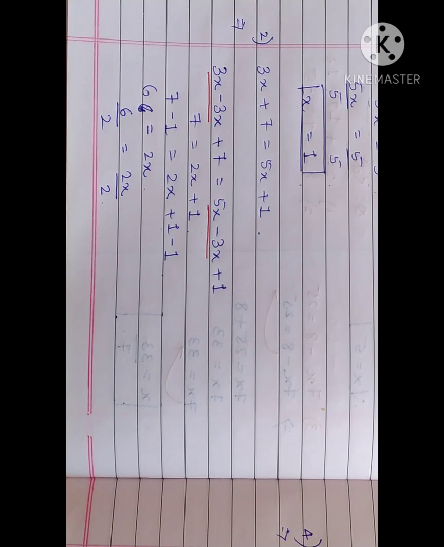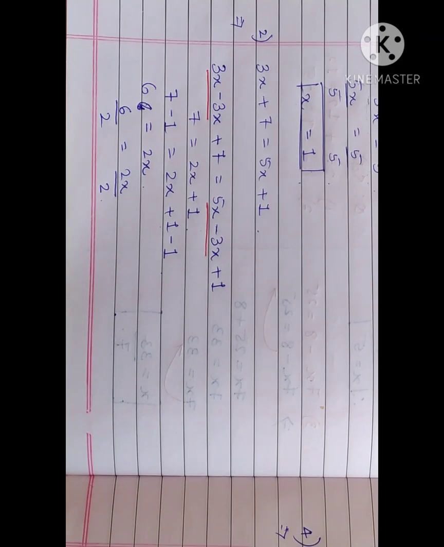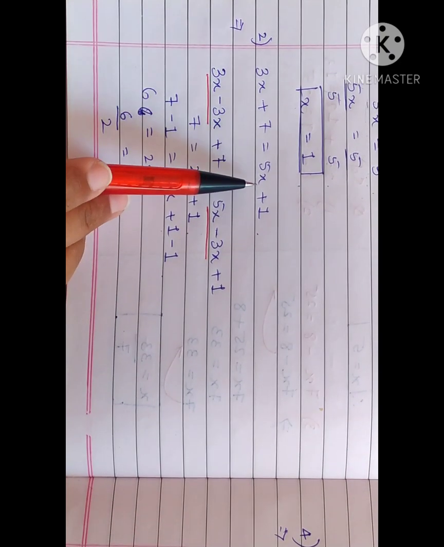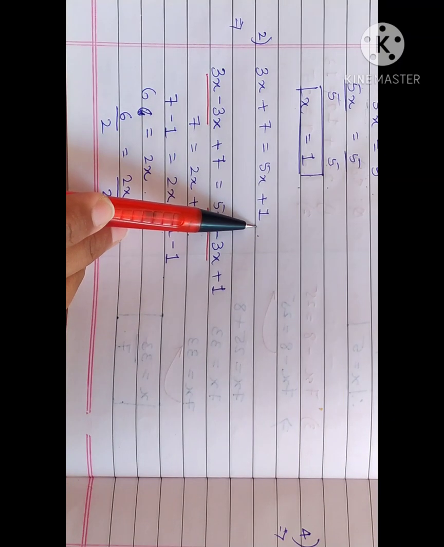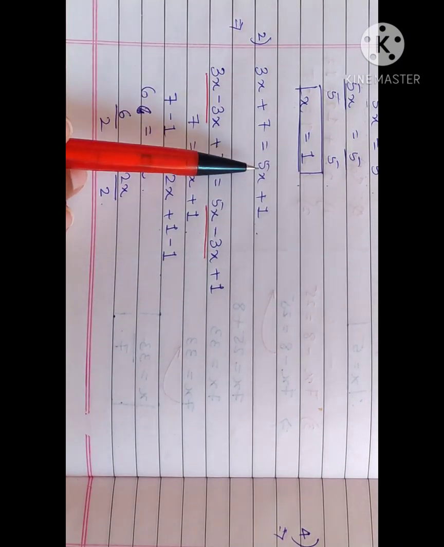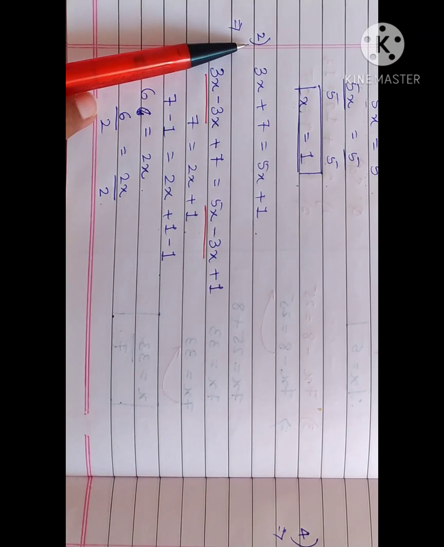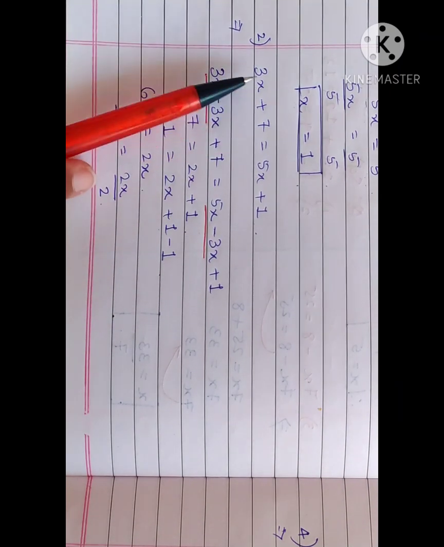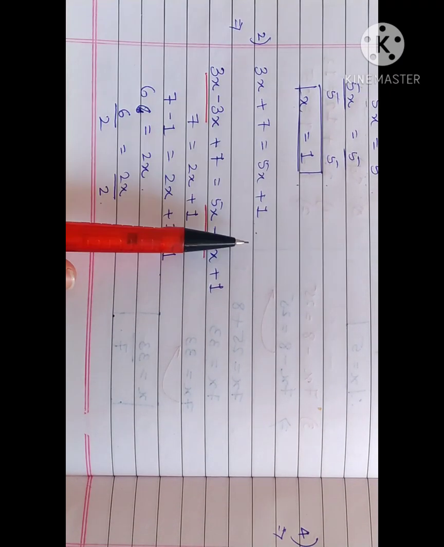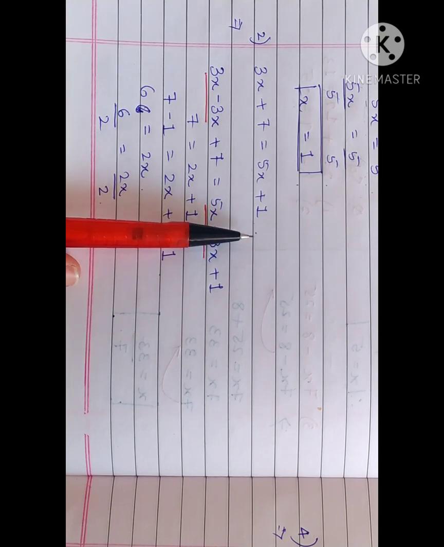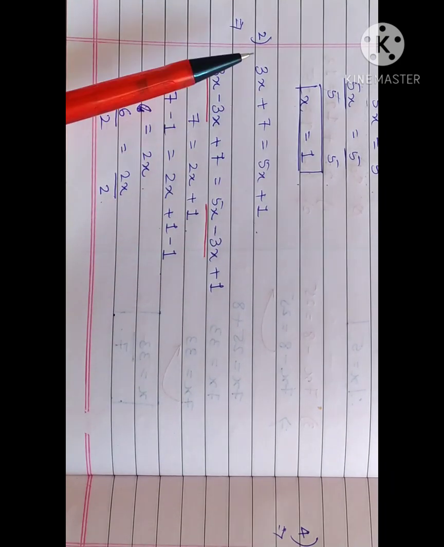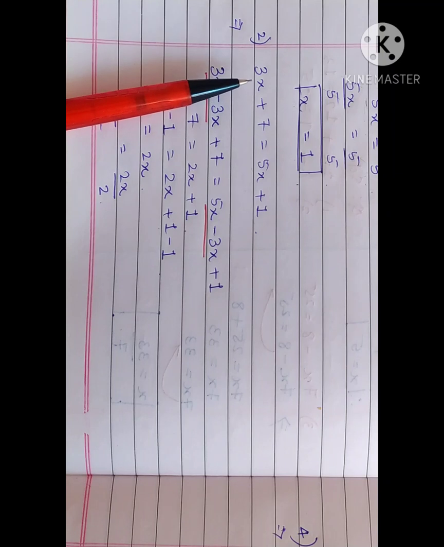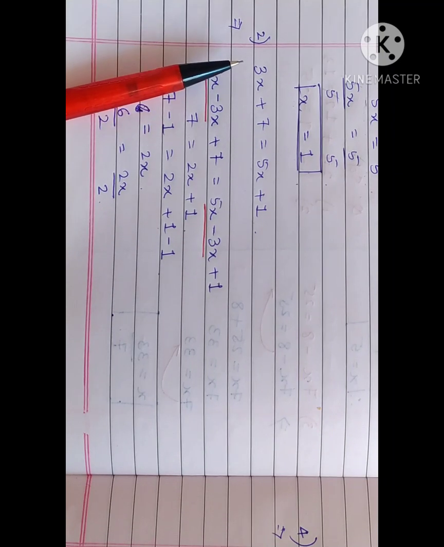Now we go to the next question. Now the next equation is 3x plus 7 is equal to 5x plus 1. Now here, if you take this 5x to the other side, means if you eliminate this 5x, you will have to subtract 5x from it. So if you subtract 5x from this side, you have to subtract 5x from this side also. So that will be equal to 3x minus 5x. So you will get the x term in negative.